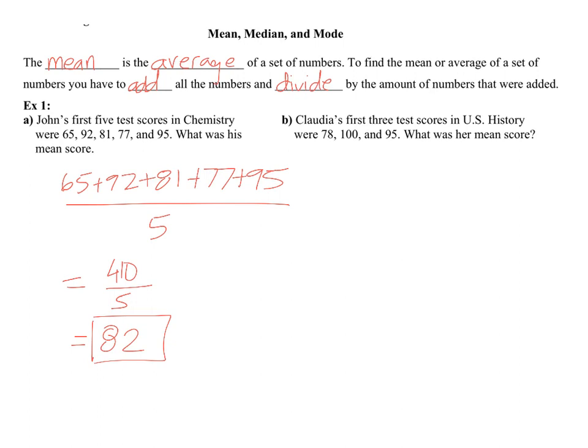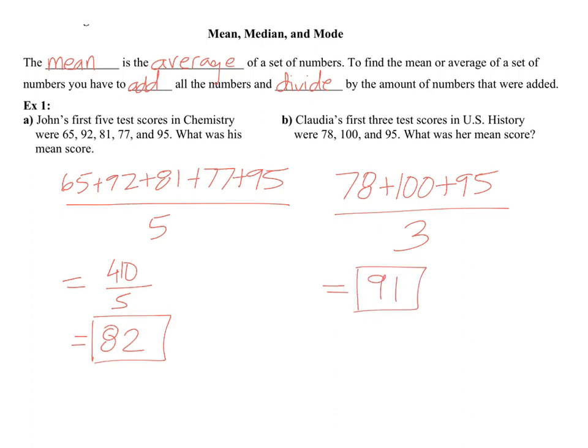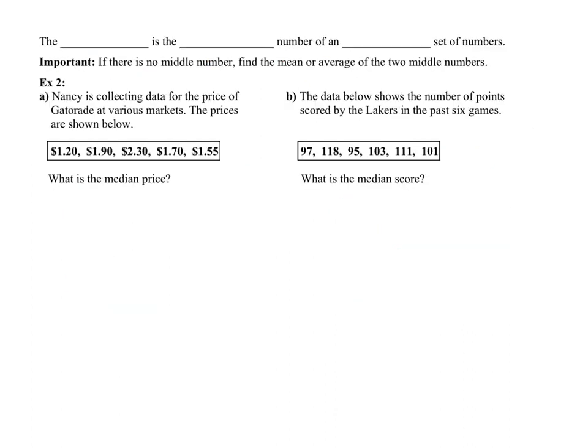All right, part B. Claudia's first 3 test scores in U.S. history were 78, 100, and 95. What's the mean score? So I'm going to divide by 3, and I get 91. All right, on to the next example.